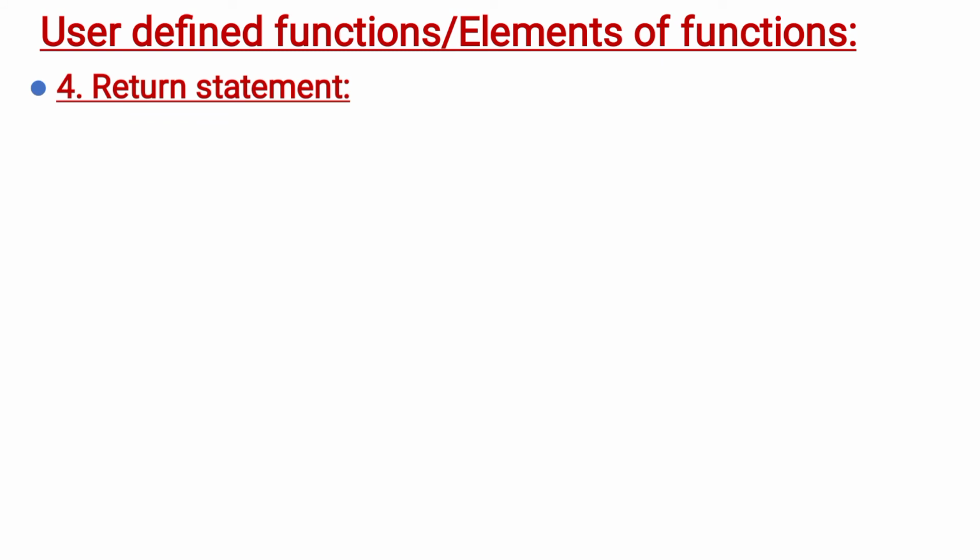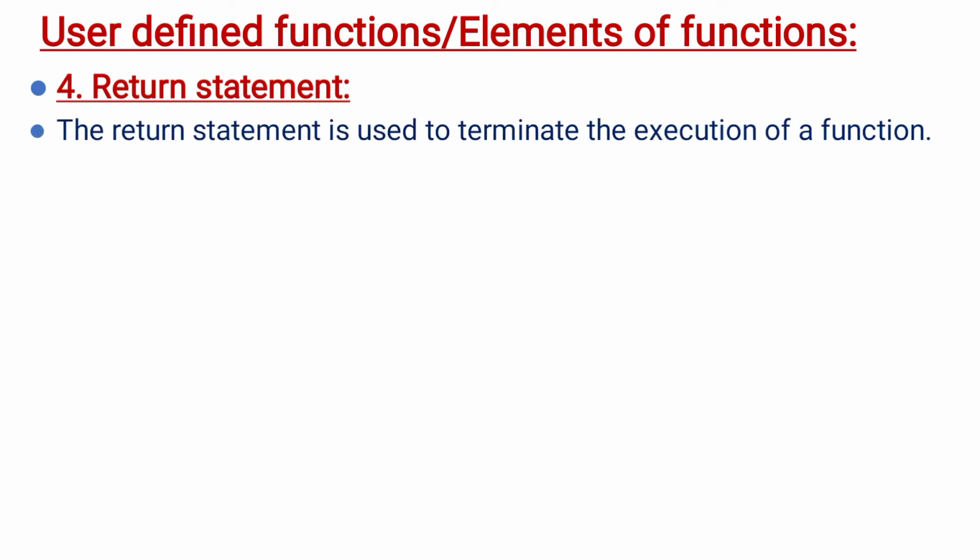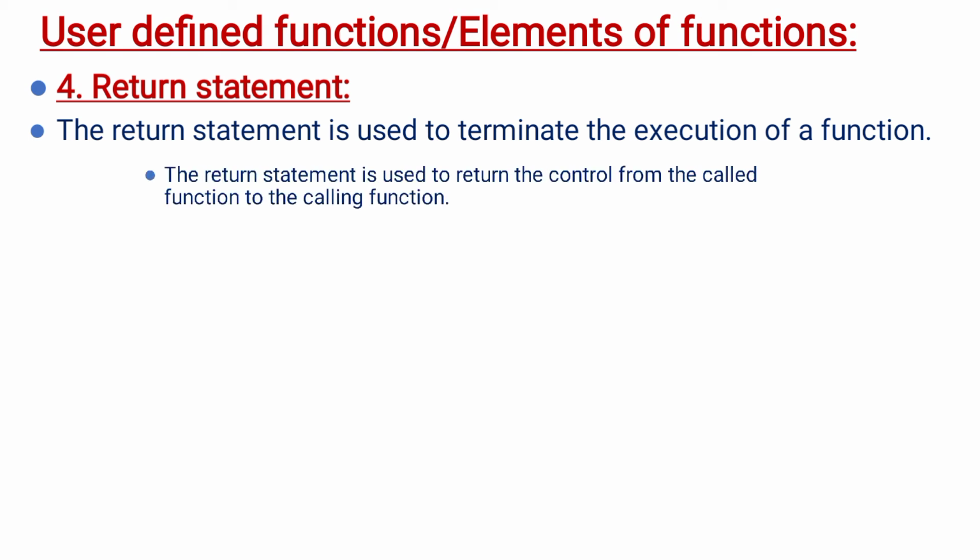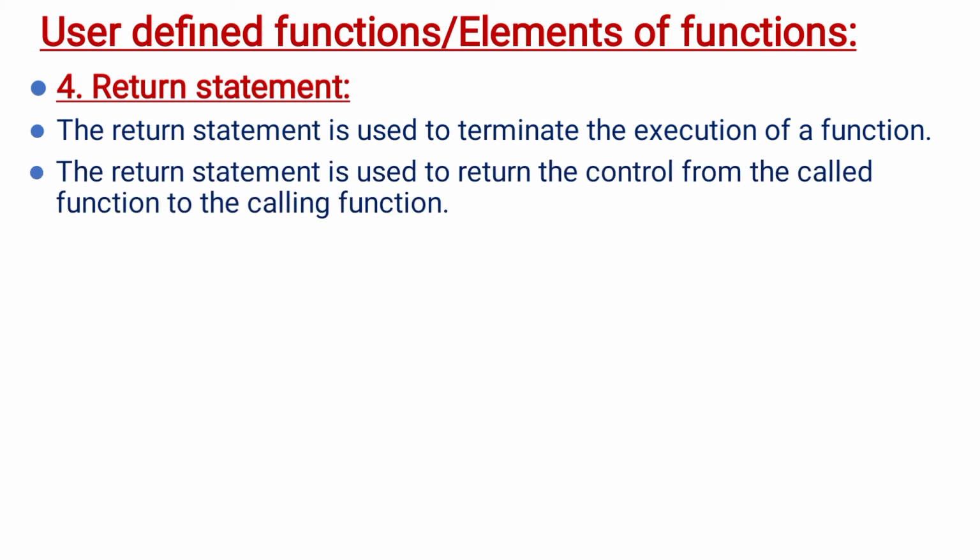Next, number 4, the last element of a function: the return statement. The return statement is used to terminate the execution of a function. It is used to end the execution of a function and to return the control from the called function to the calling function. Whenever the compiler detects a return statement, the program control is transferred from the function definition to the function call.